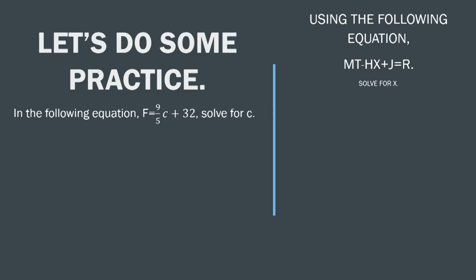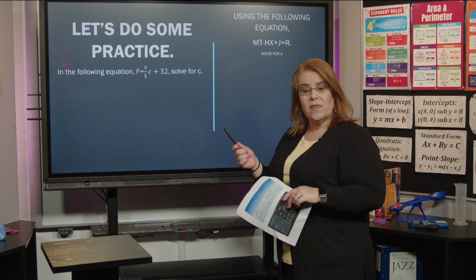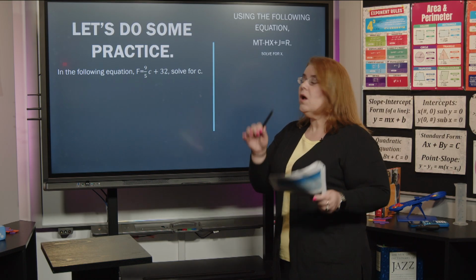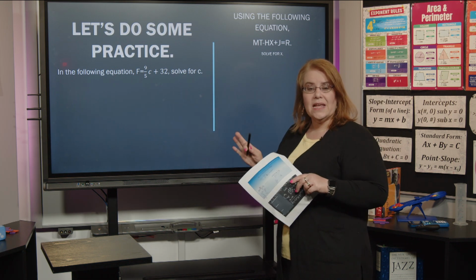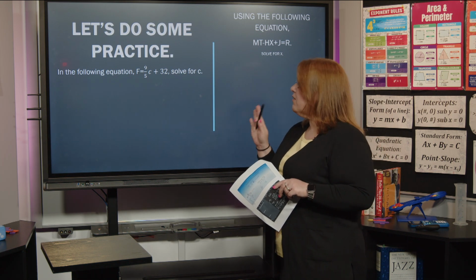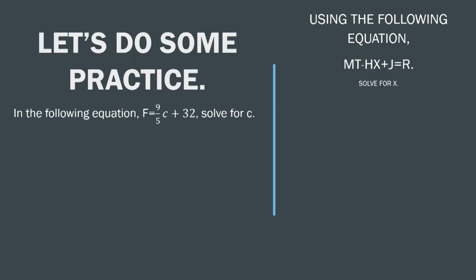Let's do some practice. It says, in the following equation, f equals 9 over 5c plus 32. Solve for c. So as I do on the board, I want you to do it on your paper, and let's get a good understanding on how to solve for these different variables. So here we go. I'm solving for c. I'm going to use my opposite operation and subtract 32 on both sides. So I have 9 over 5c equals f minus 32.